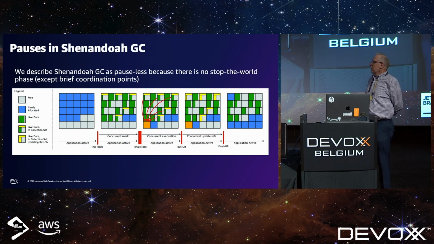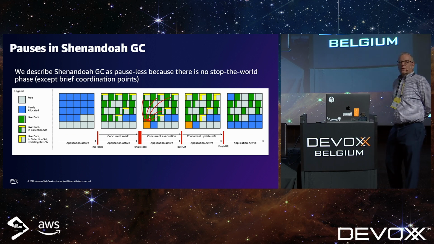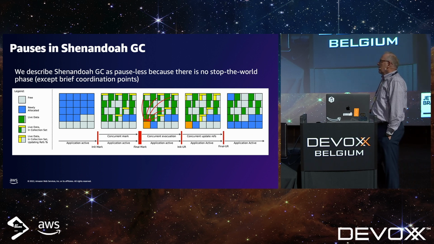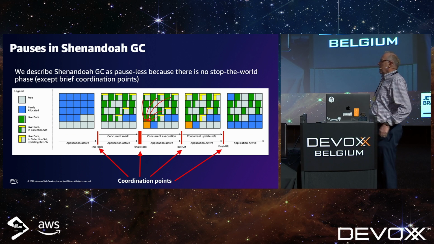So to begin with, this is a slide from traditional Shenandoah and provides a good emphasis on how Shenandoah is different from existing or previous garbage collectors. With Shenandoah, we don't have any long stop-the-world pauses. We have very brief moments of coordination between the garbage collection and the application threads. And these are called coordination points. There's 4 of these during each garbage collection pass. One at the beginning of marking, one at the end of marking, one when we begin to update references, and one when we finish updating references.